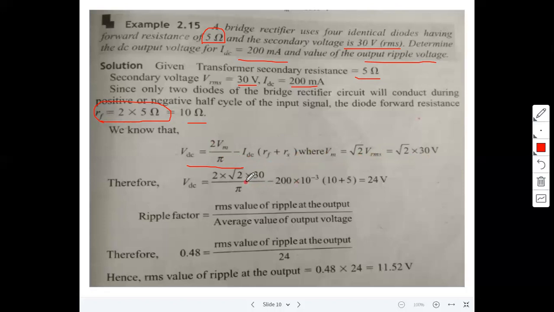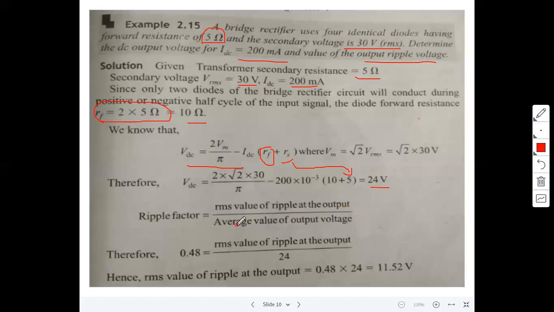Then simplify. Here the RF value is equal to 2 times single diode, 2 into 5 is 10. Here the secondary winding transformer resistance you also consider as 5 ohm. Then that is equal to 24 volts VDC.